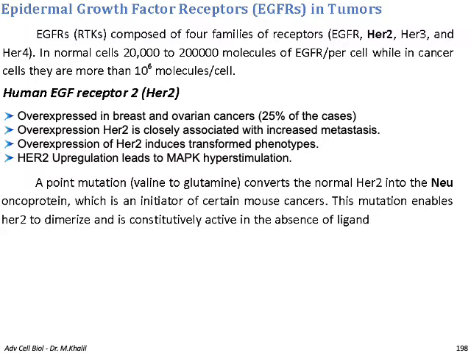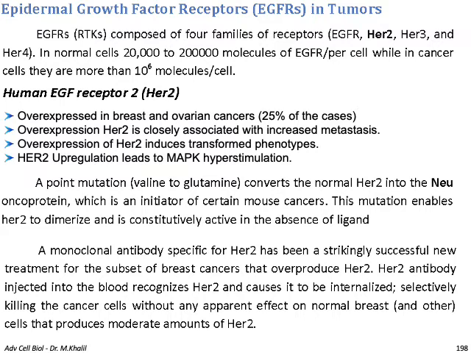These mutations enable HER2 to dimerize and be constitutively active in the absence of the ligand. They found that a monoclonal antibody specific for HER2 can block the activity of HER2, and it is a successful new treatment for a subset of breast cancers that overproduce HER2. And you need to know that not all breast cancers have overexpression of HER2. The HER2 antibody is injected into the blood, recognizes HER2, and causes it to be internalized. So this will selectively kill the cancer cell without any apparent effect on normal breast and other tissues.